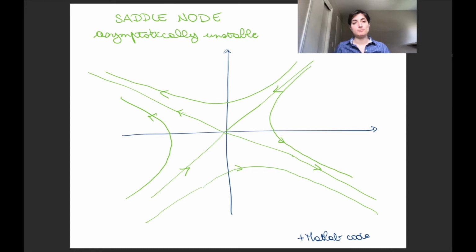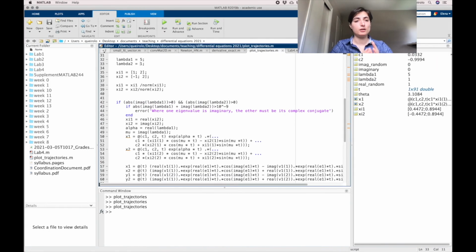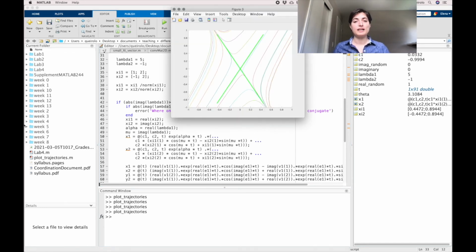Let's look at the MATLAB code. Here we can choose a positive and a negative eigenvalue. I'm not going to change the eigenvectors. We could play with that as well, but it's up to you. The code will be available, so you can play with it. Here I chose a positive eigenvalue 5 and a negative eigenvalue -1. And I retrieve this plot.